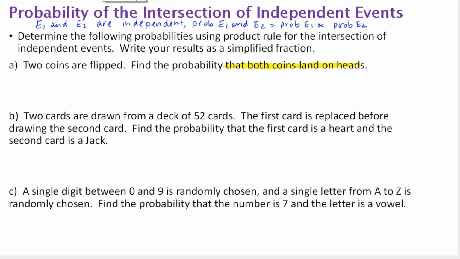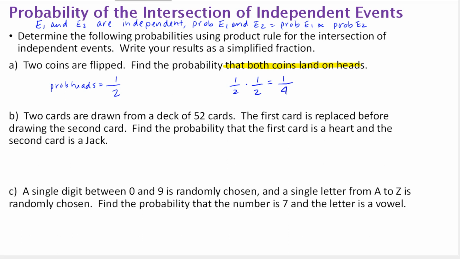Well, for a coin, there's two possible outcomes, and one of them is heads. So actually, for each of the coins, the probability of heads equals 1 out of 2. So the probability that both coins land on heads is 1/2 times 1/2, multiply the numerators and denominators, and we get 1/4.